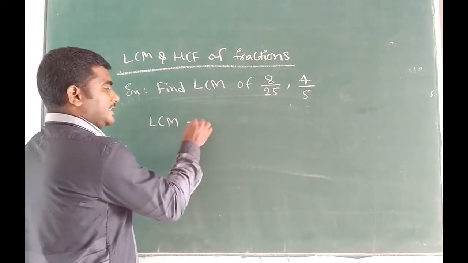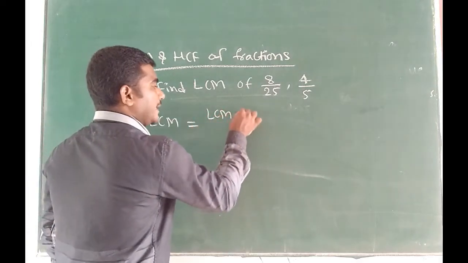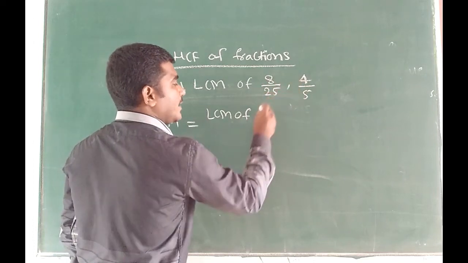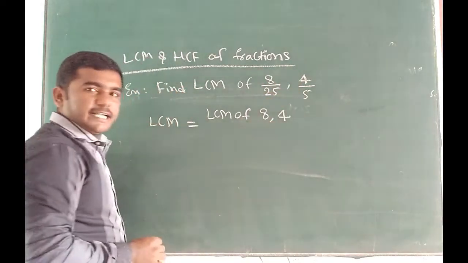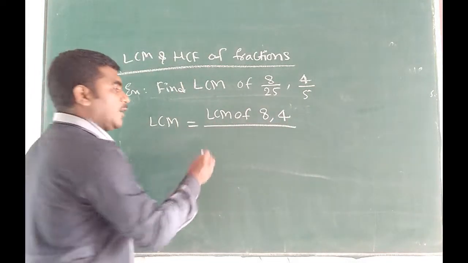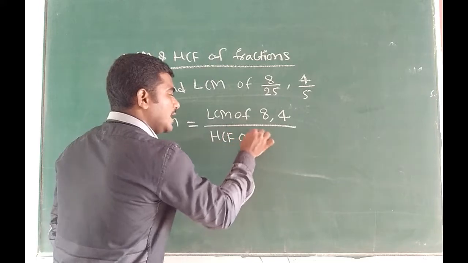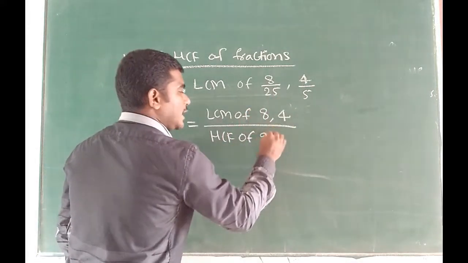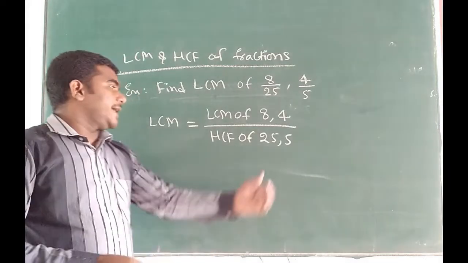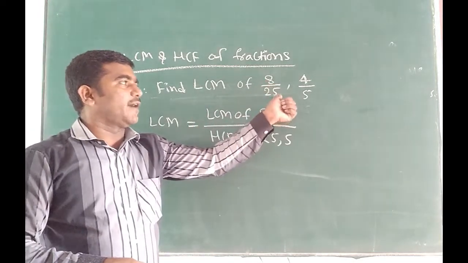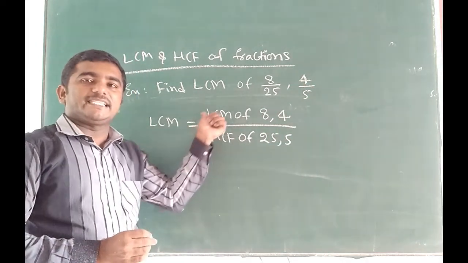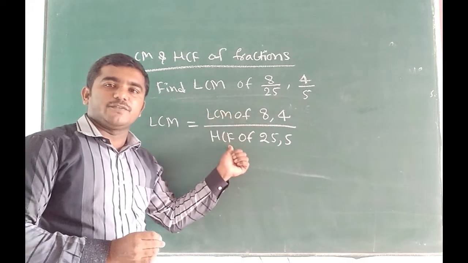The LCM of fractions is equal to the LCM of numerators. What are the numerators here? 8 comma 4. LCM of 8 comma 4 divided by the HCF of denominators. What are the denominators here? 25 comma 5. Denominators are 25 and 5. So the LCM of 8 by 25 and 4 by 5 is the LCM of numerators by the HCF of denominators.